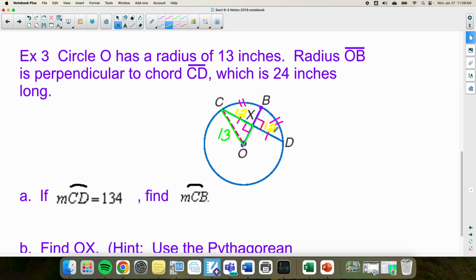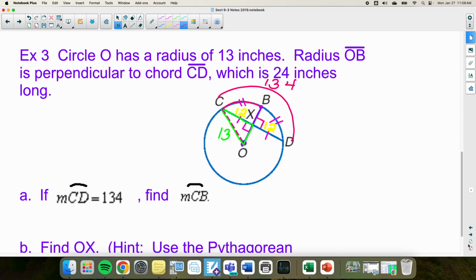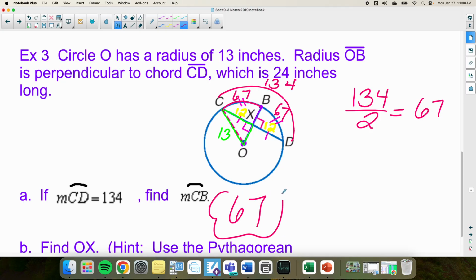The first question that they're asking us here is if the measure of arc CD, when there's 2 letters, that means it's minor. So it'd be the shortest distance between C and D is 134. Find arc CB right here. Wouldn't you just divide it by 2? And 134 divided by 2 would give us what, 67? Is that right? Okay. So this is 67. That one's not bad.